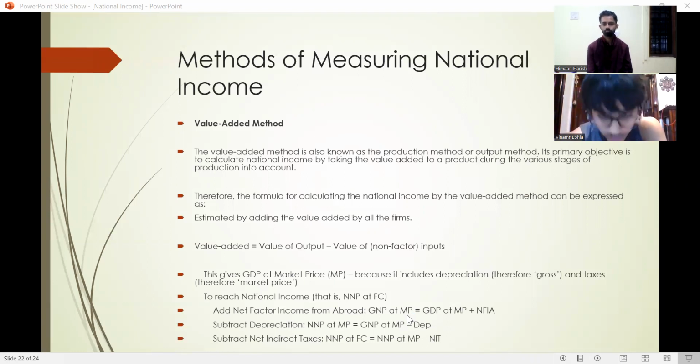Net national product at market price is equal to gross national product at market price minus depreciation. And NNP at FC, net national product at factor cost, equals net national product at market price minus net indirect tax. NIT is net indirect tax, right? Yes. So we just have to go through the definitions here.